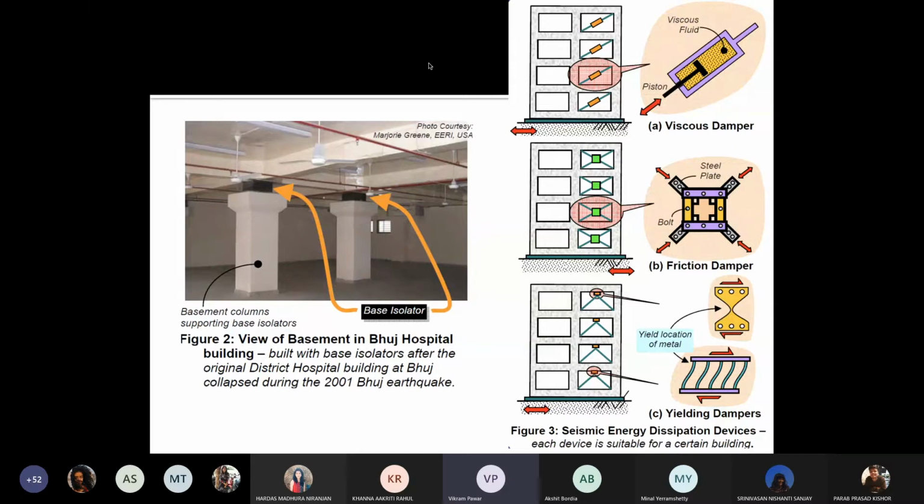Or there are friction dampers, so it is through friction: there are bolts, there is a steel plate, and there is a tie which is connected. Both these, friction as well as viscous dampers, have a tendency to go back to their original place. But the last form are the yielding dampers, where once the earthquake happens, they literally give way, they yield to the earthquake, and they fail, and they have to be replaced for the next cycle.